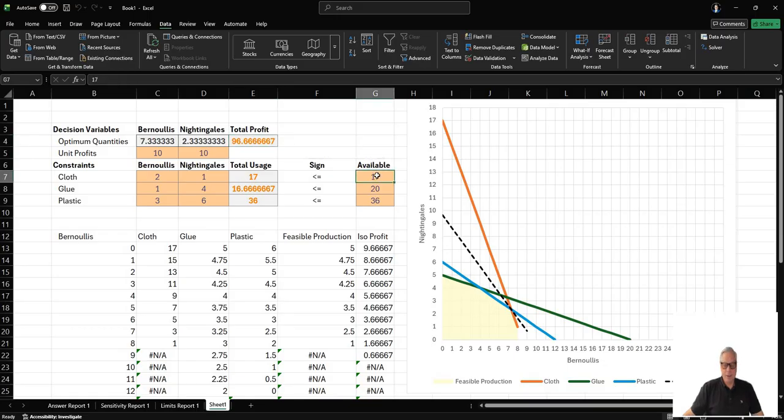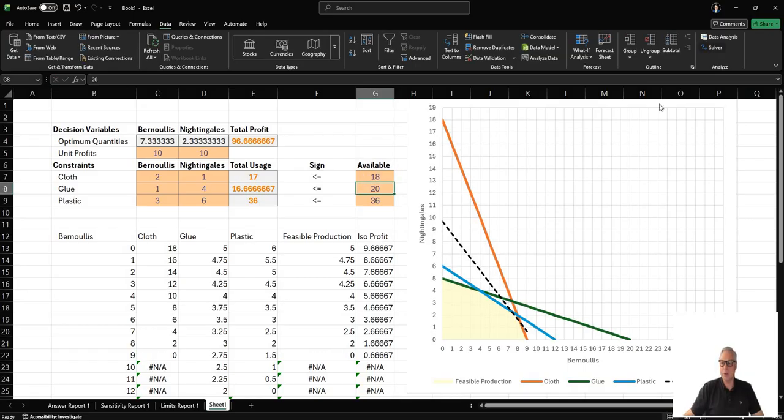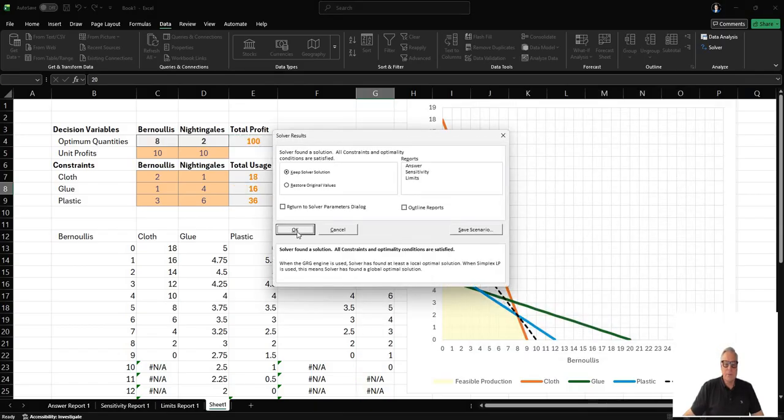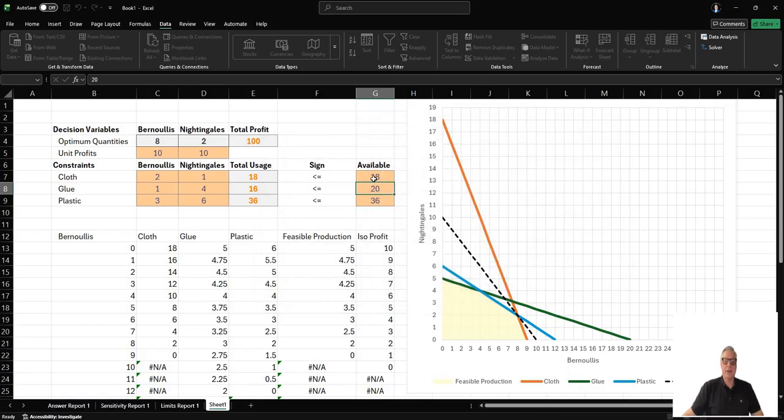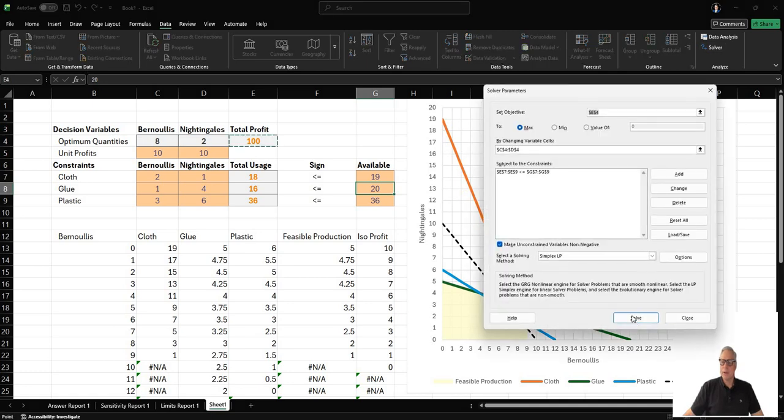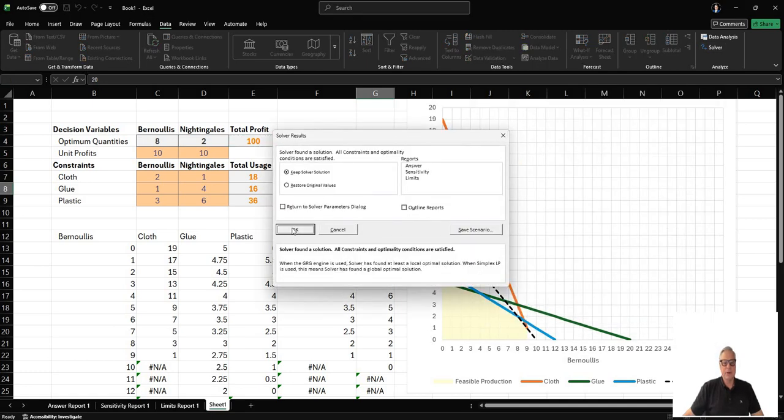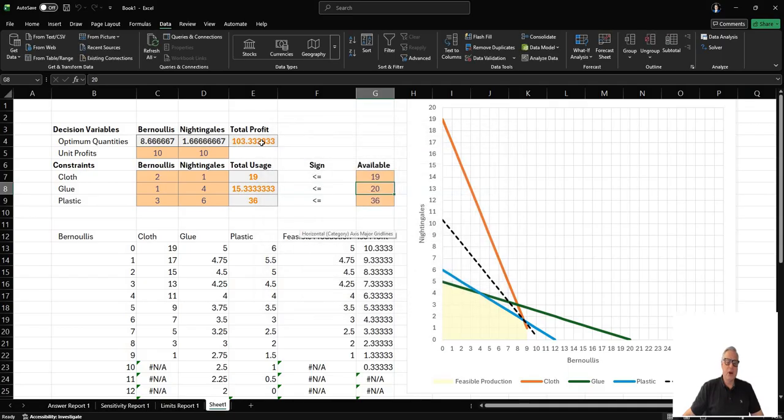But at the same time, let's do again 18, which we started with. Okay, so that's where we started. What if we had 19? If we had 19 units of cloth, and we solve it, keep solver, now we have 3.33 units more total profit. That's the shadow price.